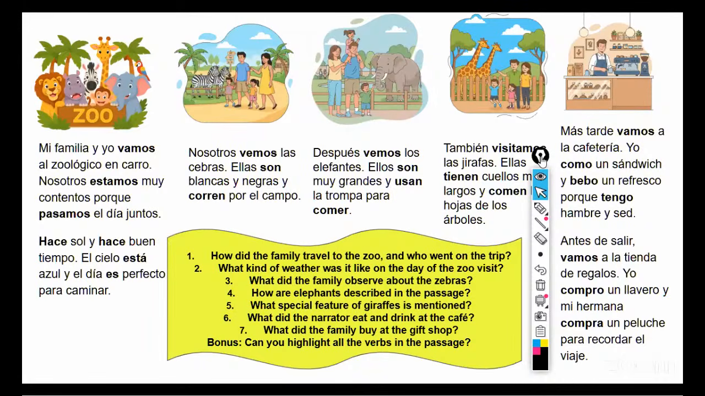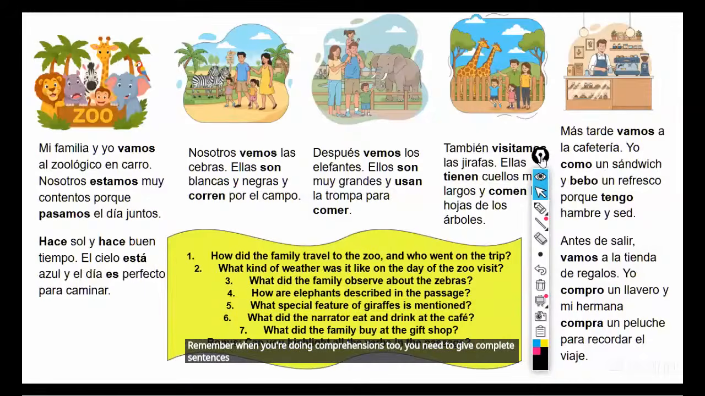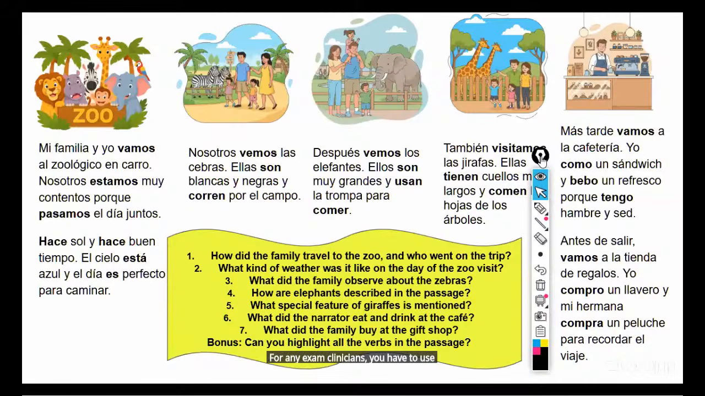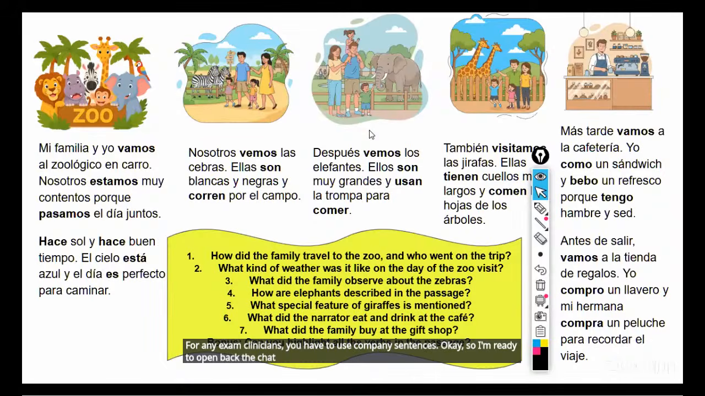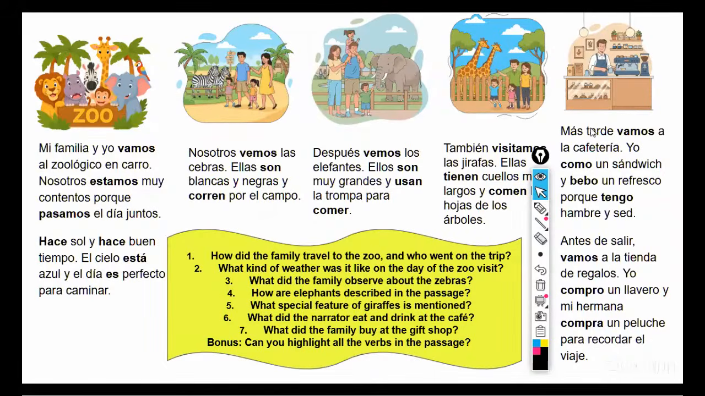Remember when you're doing comprehensions too, you need to give complete sentences, right? In exam conditions, you have to use complete sentences. Okay, so I'm ready to open back the chat. What did the narrator eat and drink at the cafe?